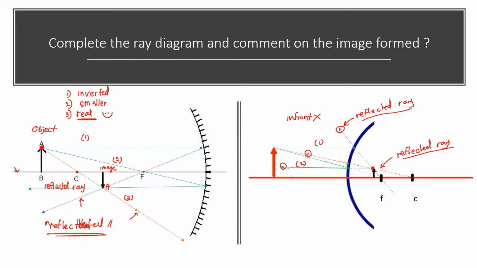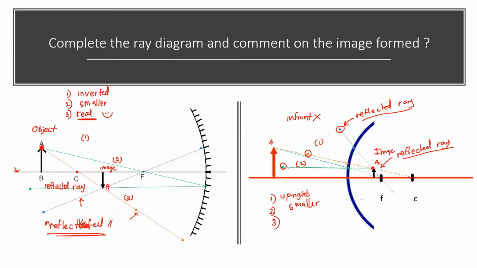Sorry, your image is here. So this is the point A, right? The top part of your arrow. So what can you tell about this image? This is the image. It is upright. Yes, it is in the same direction as the initial arrow. It is small. What else? Is it real or virtual?